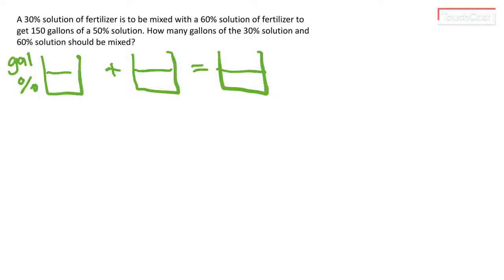So we know that we have a 30% solution of fertilizer, and we're going to mix it with a 60% solution to obtain 150 gallons of 50% solution. And we want to know how many of the 30% and how many of the 60%. So we've got our total over here, and it is equal to 150 gallons of 50%. And we are going to mix together some amount of 30% and some amount of 60% to obtain this final solution of 150 gallons of 50% fertilizer solution.